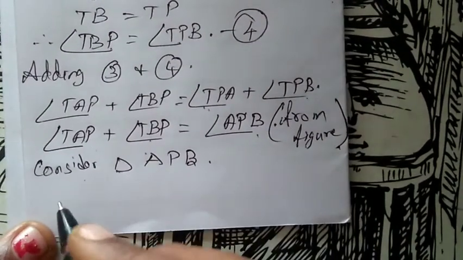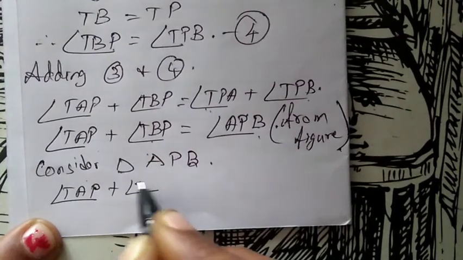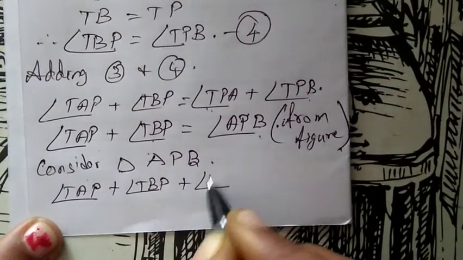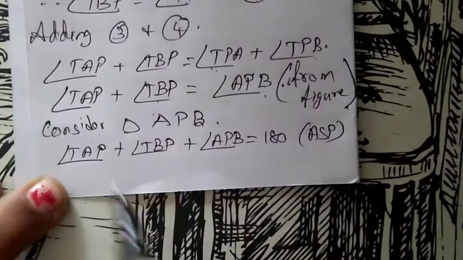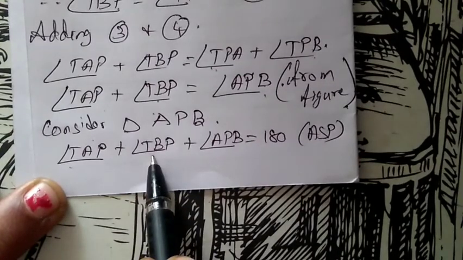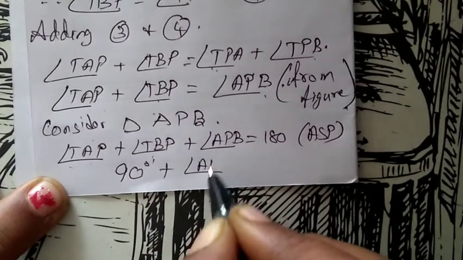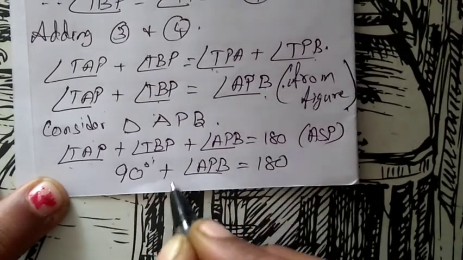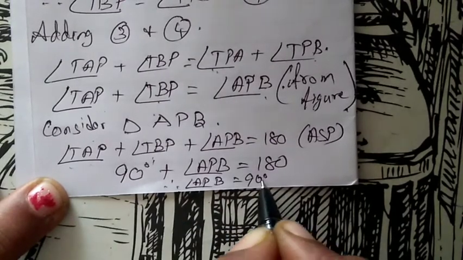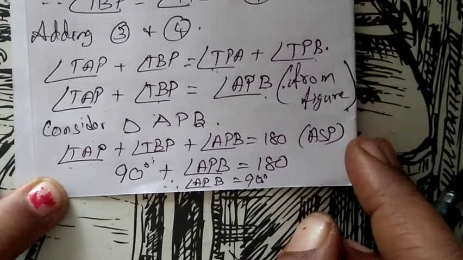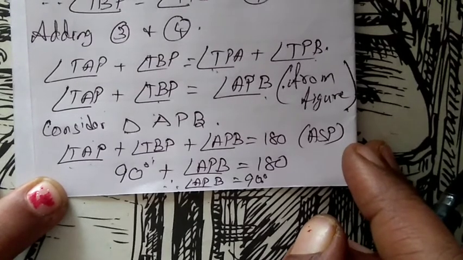APB, in triangle APB, angle TAP plus angle TBP plus angle APB equal to 180 degree. Angle sum property of triangle. Now these two, we have already proved, each are equal to 90 degree. So this two and angle APB equal to 180. Therefore, angle APB will become 90 degree. 180 minus 90, 90 degree. That is what we should prove. We have proved it.